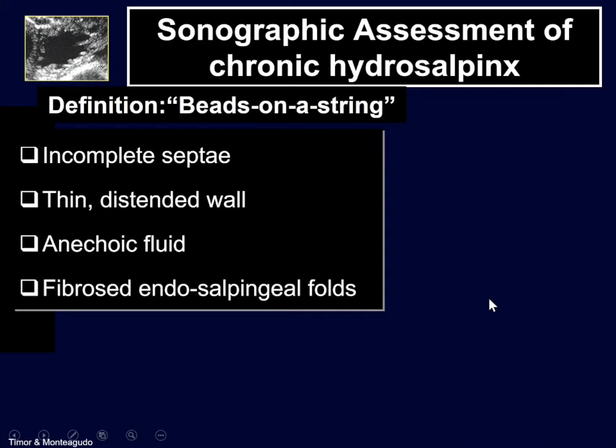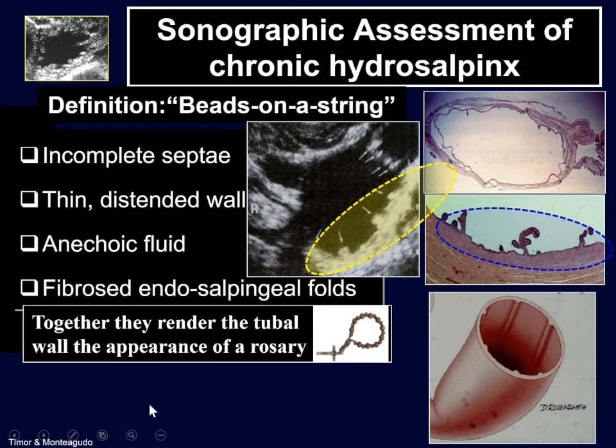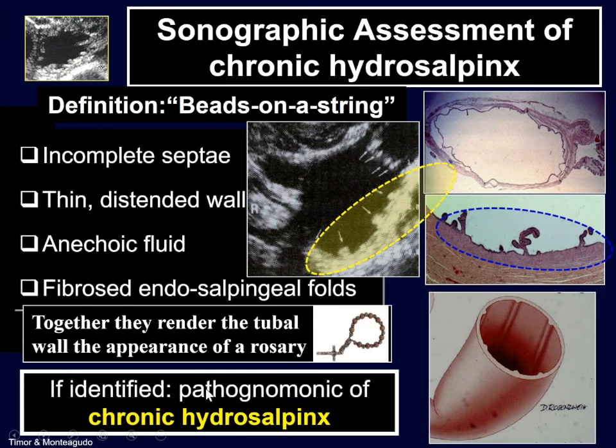The chronic hydrosalpinx, on the other hand, is defined by the appearance of the tube rendering it a beads on a string appearance. The incomplete septae are there in this one also. The wall is distended, thin. There's anechoic fluid, and there are fibrosed endosalpingeal folds that are small nodules on the wall, and you can see them in histology. Together, they render the tubal wall the appearance of a rosary. If identified, it is pathognomonic of chronic hydrosalpinx.